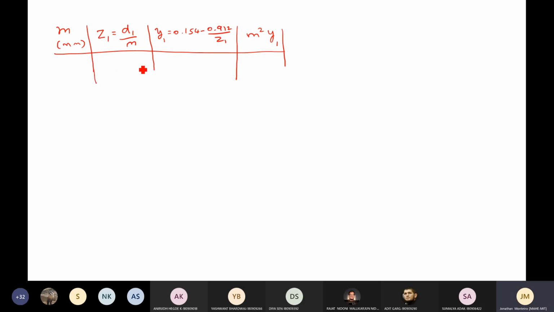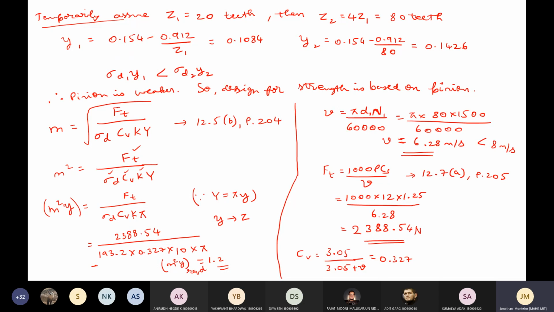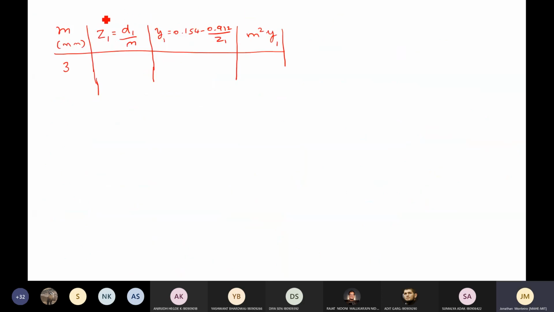So looking at the outset, how much should come? Since m square y should come out to be around 1.2, and y will anyway be in the order of 0.1, 0.2, let us take a very small number, say 3. If I use 3 mm as module, what will happen? Then d1, which is 80, fine. So d1 is 80 over here.